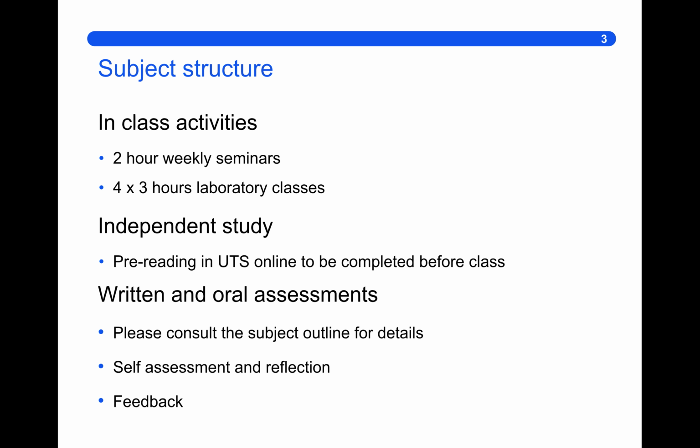This subject consists of weekly 2-hour interactive seminars, and these will be delivered by a range of academic and industry experts. You'll also have 4 3-hour lab classes, and in these classes you'll learn some of the techniques used in the early phases of a drug discovery project. You'll also be engaging in independent study, including pre-reading and also working on your written and oral assessments. Please see the subject outline in UTS Online for details on the assessments for this course. Part of your assessment will include performing self-assessment and reflection on your performance, and of course you'll be given feedback on your progress throughout the semester.